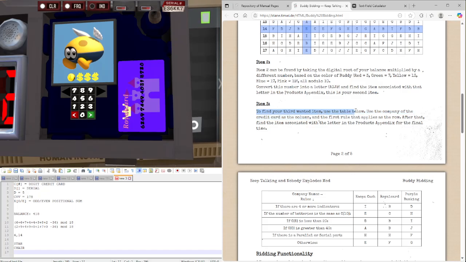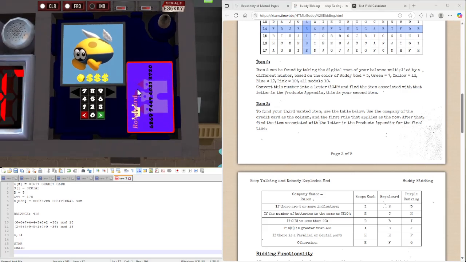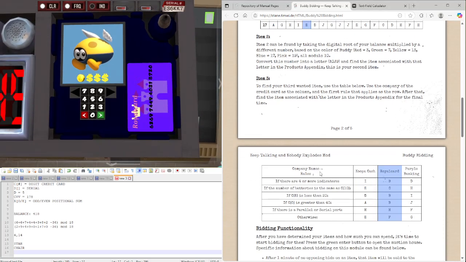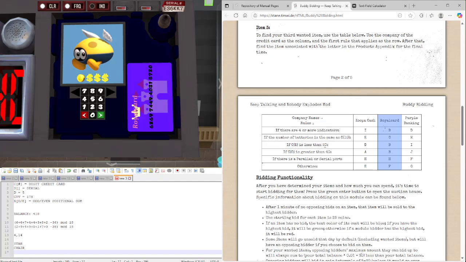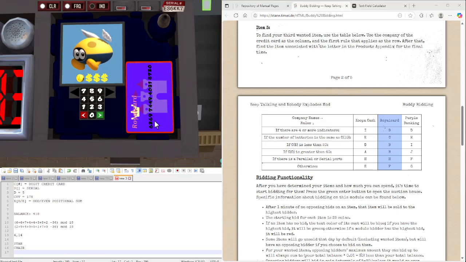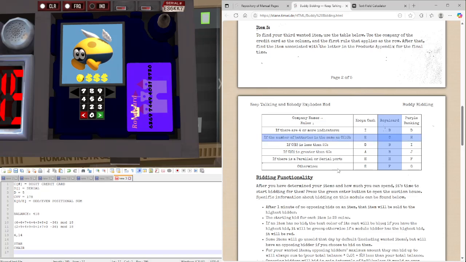To find the third wanted item, we stay below. Use the company of the credit card as the column, Royal Card, and use the first rule that applies. Four or more indicators, no. Number of batteries is the same as C10. C10 is 0. Number of batteries is in fact 0. So, number of batteries is the same as C10, yes.